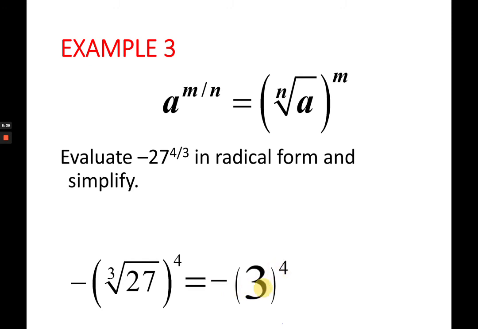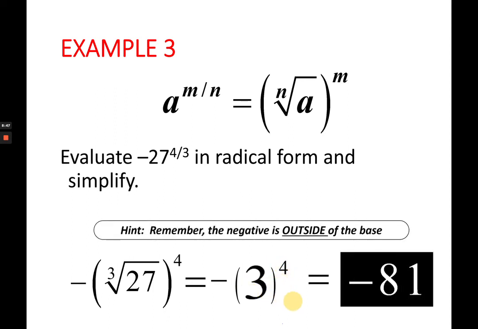The negative is not part of the power of 4, so we just multiply 3 by itself 4 times, and it's 81. So the final answer is negative 81. Remember that the negative is outside of the base unless there is a parenthesis with the negative inside, then it's part of the power. You can use a calculator, and a scientific calculator follows that rule.